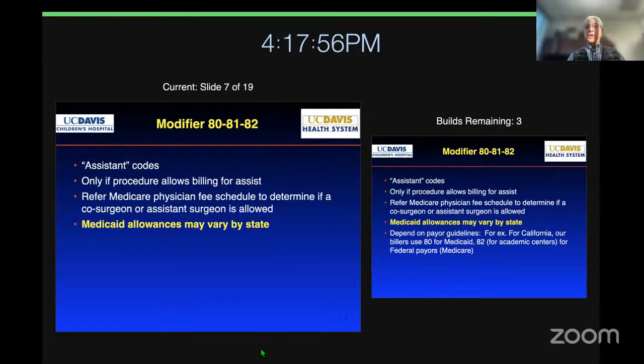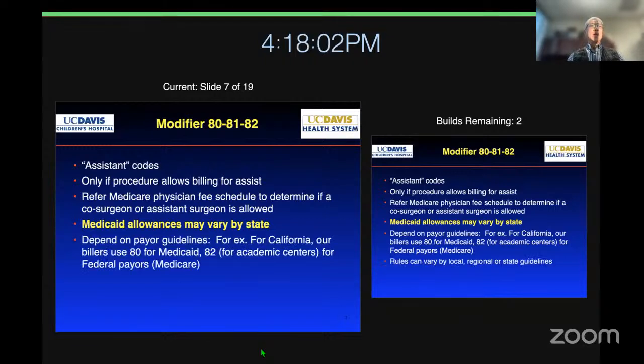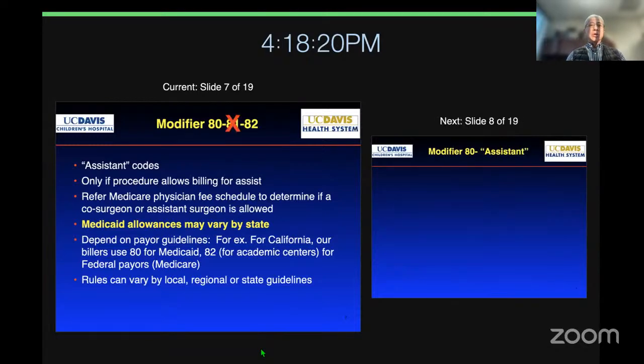It could also vary from state to state. Medicaid allowances can change depending on which state you are in. For example, in California, for us, the billers will use 80 for Medicaid, 82 for academic centers, as far as Medicare is concerned. So again, it can vary. So you guys just check with your local regional what's allowed. So of course, I'm not going to talk about 81 at this time.